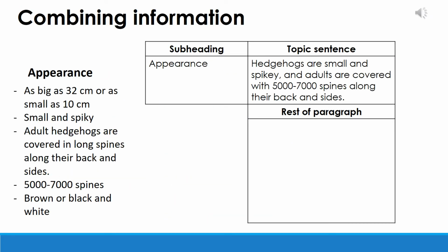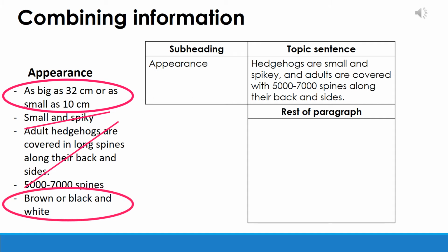For my first subheading, appearance, as you can see in my topic sentence, I've used 2 of my research points already. I've used the words small and spiky, and I've also used the information about 5,000 to 7,000 spines. Now, to continue on my paragraph, I'm going to combine the size of 10 to 32 centimeters, and I'm also going to write about what colors they are. So here you can see I've continued on my paragraph.